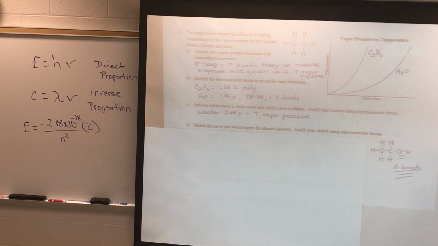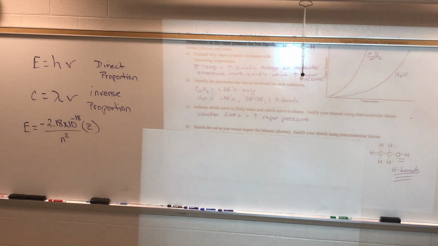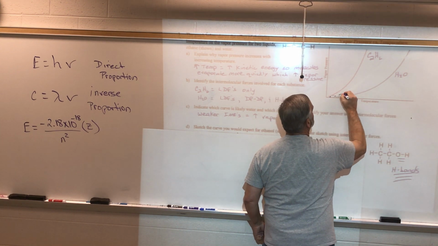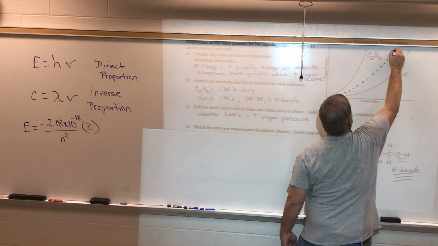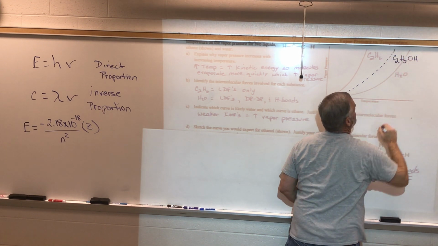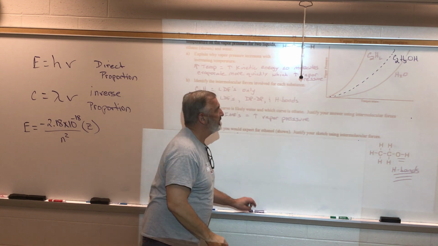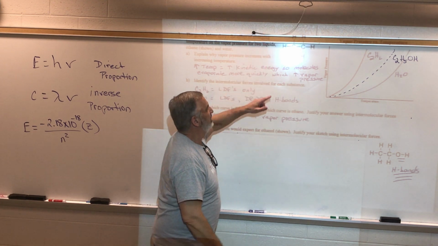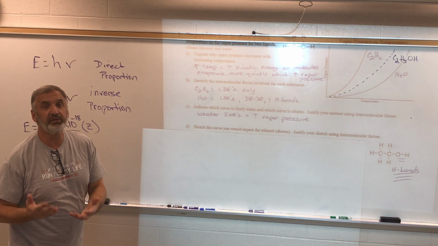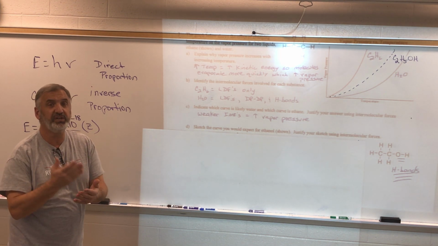So when we plug that in, our vapor pressure is going to be somewhere right in here for C2H5OH. Okay? So, pretty straightforward. The stronger the attractive force, the lower the vapor pressure. So vapor pressure and attractive force.